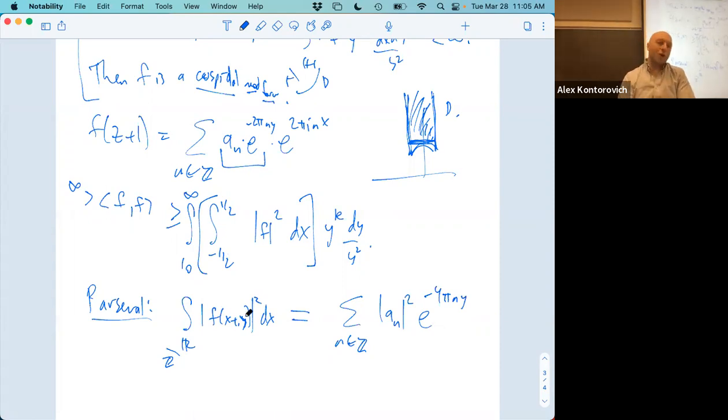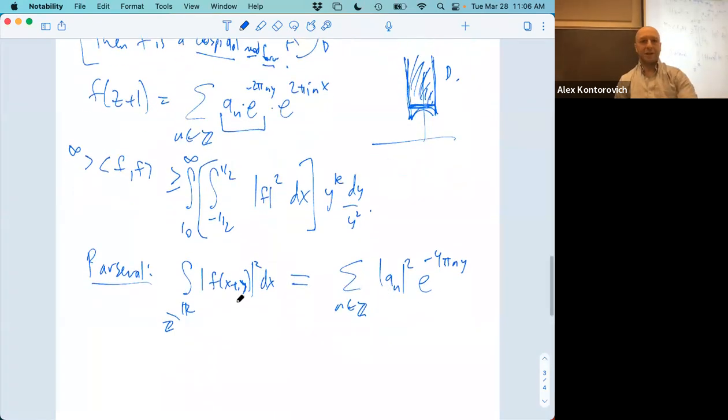And this is an isometry. Or you can check this directly. Just take this formula, square it out. The integral will only pick up the diagonal terms. That's a proof of Parseval. But this is a general fact, so I do want to highlight that. Okay, is this clear? So then what happens?